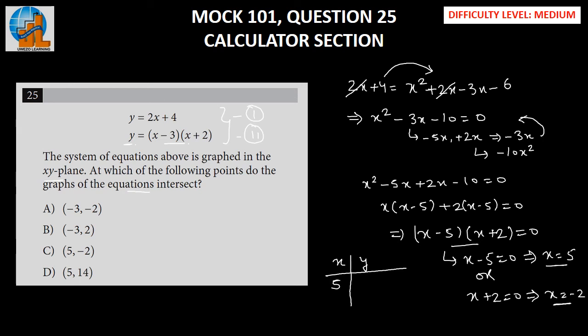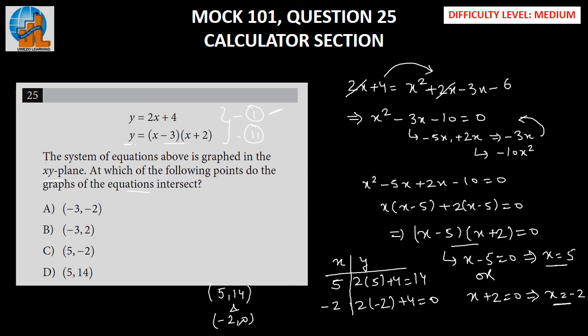So when x is 5, let's see what is the value of y. We can substitute the value of x in equation 1 here and try to find the value of y. So it will be 2 into 5 plus 4, which will be 14. And once x is minus 2, y should be 2 into minus 2 plus 4, which will give me 0. So now the two answers that I've got here are (5, 14) and (minus 2, 0).